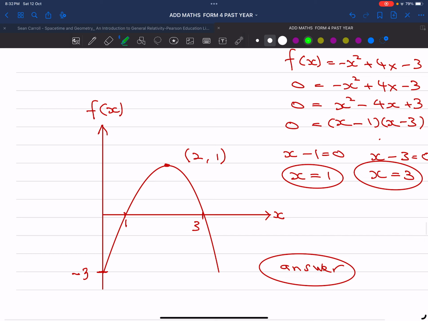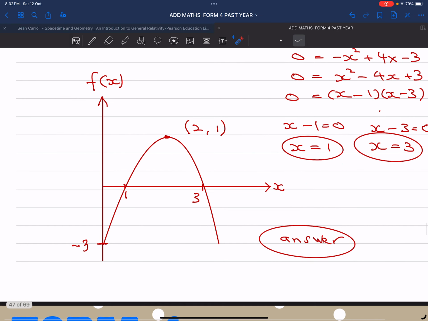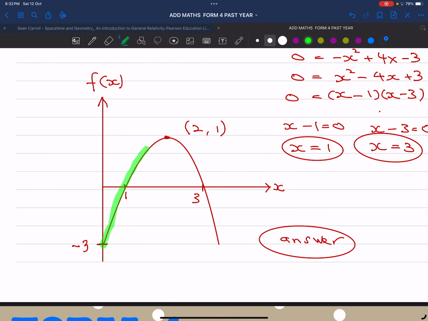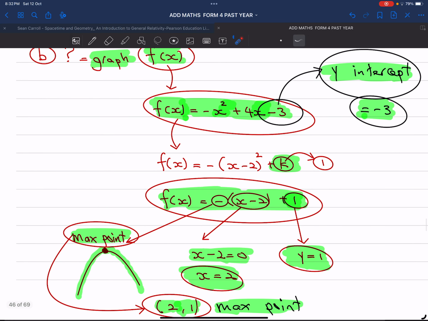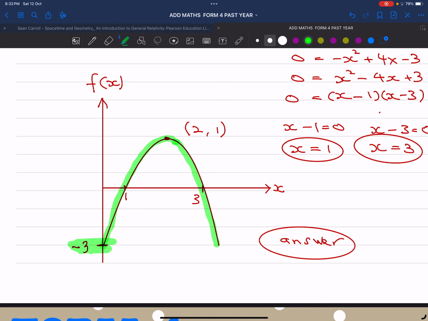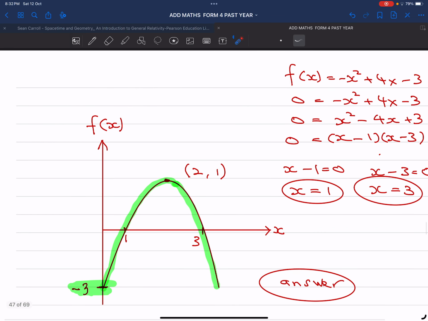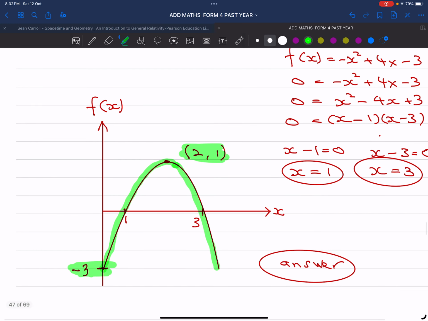You remember? This is outside the brackets negative, so the graph must be n-shaped. And then, if you look here, the y-intercept is negative 3. I put it here, y-intercept negative 3. And then the maximum point, 2 and 1. Our maximum point here is 2 and 1. But it is not complete. We need to find the x-intercept. The negative 3 is the y-intercept. We need to find the x-intercept. How did I get the 1 and 3?